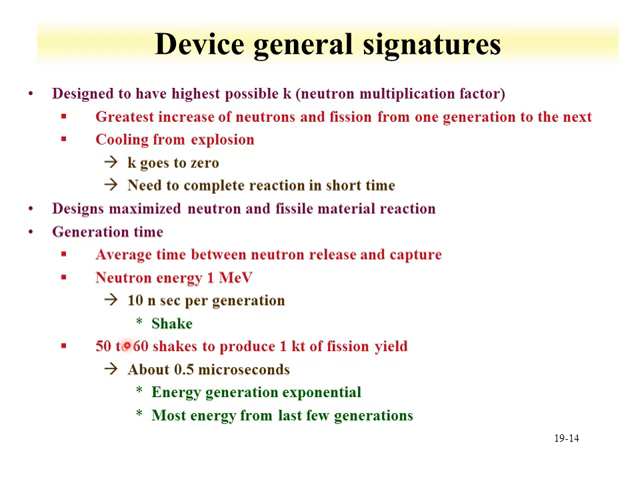50 to 60 shakes produce about 1 kiloton of fission. This is about half of a microsecond, and this is an exponential type of reaction. So most of the energy is just from the last few generations.